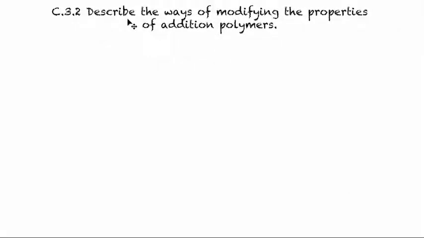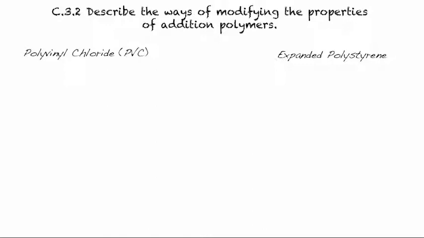In today's video, we're going to describe the ways of modifying the properties of addition polymers. So let's take a look at two specific examples that can help illustrate this. The first one is PVC or polyvinyl chloride, and the second one being expanded polystyrene, otherwise known as styrofoam.